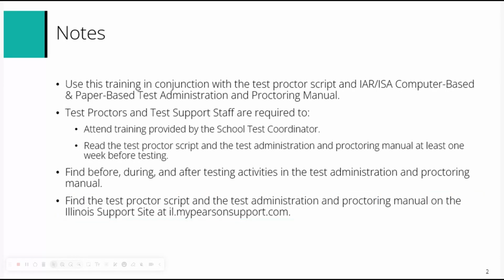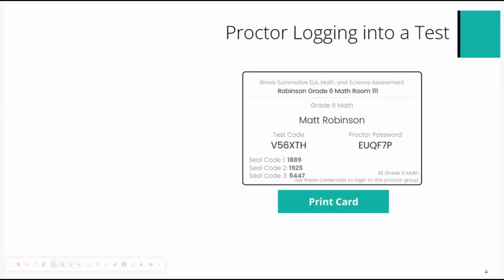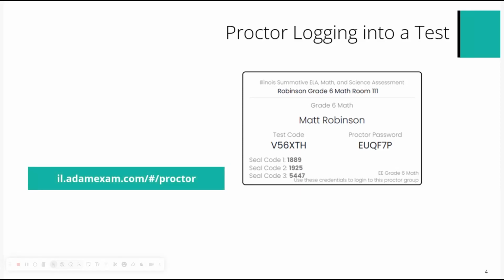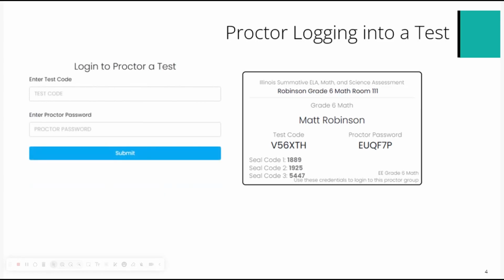Now, let's discuss the login process for proctors. The morning of testing, you will receive a proctor test ticket and student test tickets or print cards from the school test coordinator. Using the proctor test ticket provided by the school test coordinator, go to il.adamexam.com/hash/proctor. Then, enter the test code and proctor password from the ticket and select the Submit button.